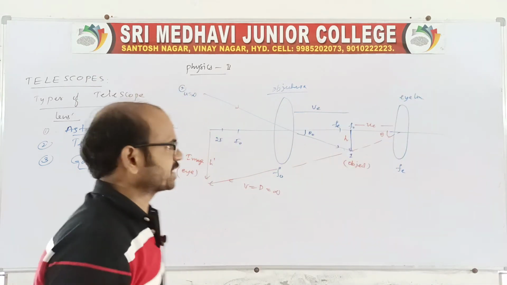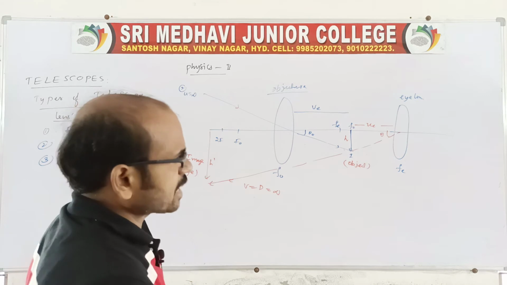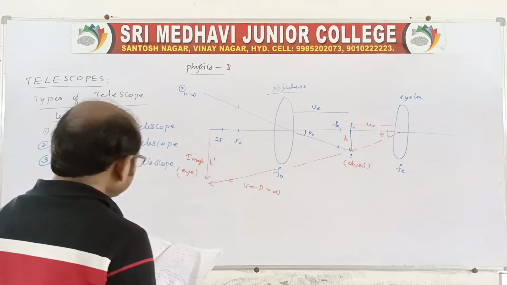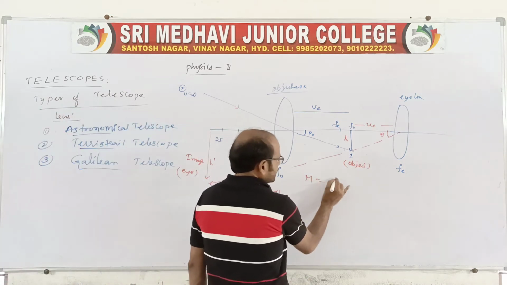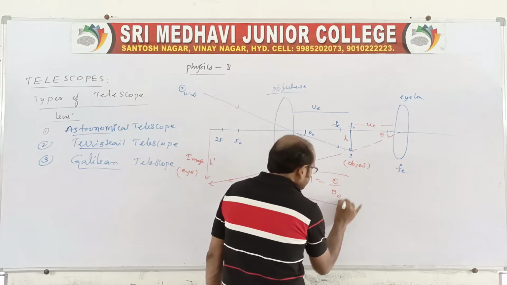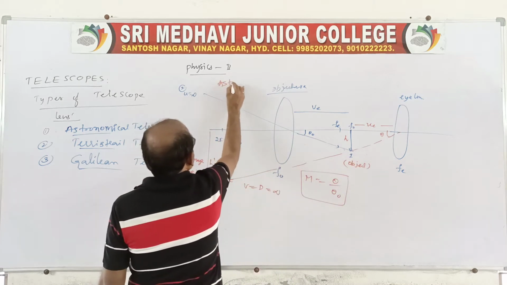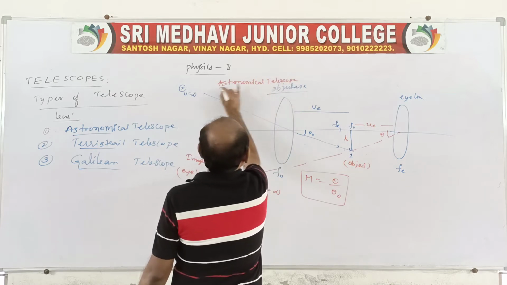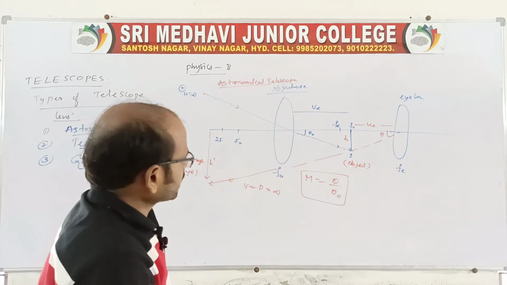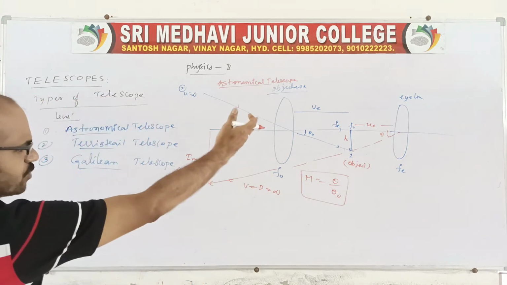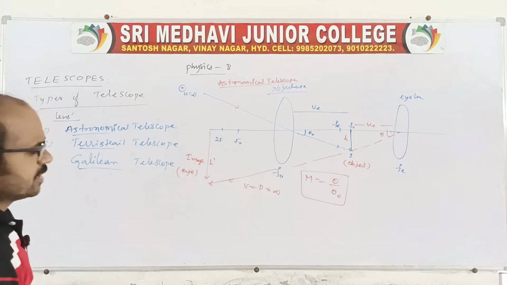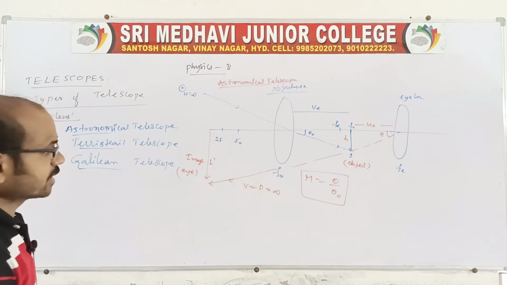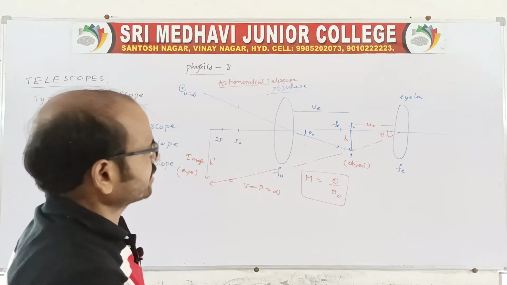Of course we know the magnification, capital M is equal to theta by theta naught. You remember the statement: it is theta by theta naught. The magnification of the astronomical telescope is theta by theta naught. You write here astronomical telescope. Clear? Now theta will be the size of the image by the size of the object. It is the angular magnification.